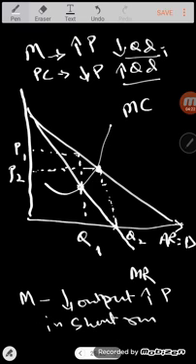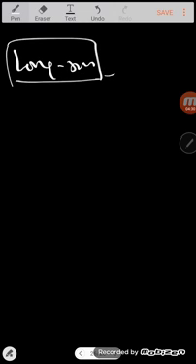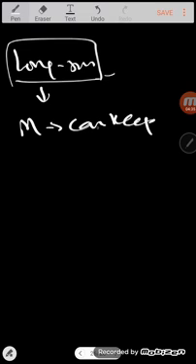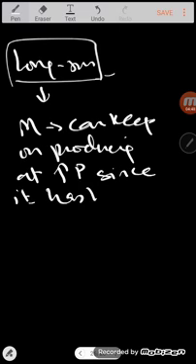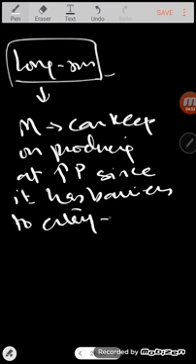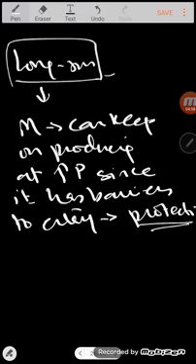But what will happen in the long run? In the long run, monopolists can keep on producing at a higher price since it has barriers to entry as protection. So it can continue on in the long run as well.